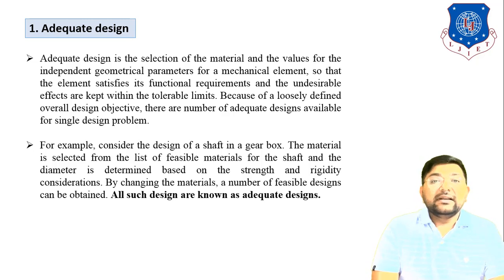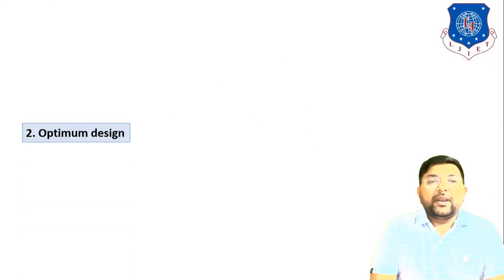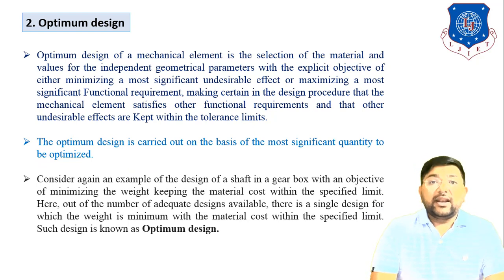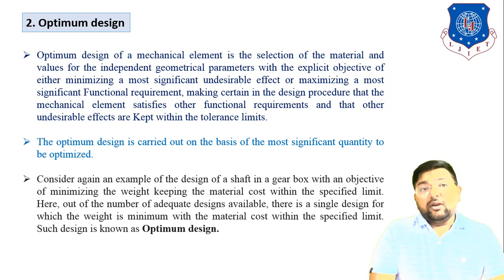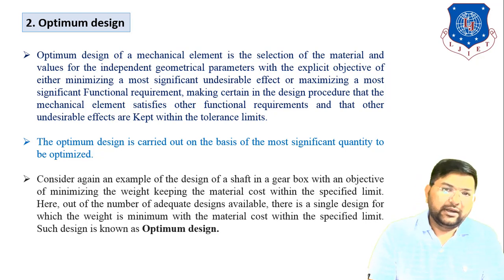Now we have to discuss the second one, that is optimum design. What is optimum design and how does it differ from adequate design? Optimum design of a mechanical element is the selection of the material and value for the independent geometrical parameter with the explicit objective of either minimizing a most significant undesirable effect or maximizing a most significant functional requirement. So in optimum design, we have to select the material and also define the value of the geometrical parameter.